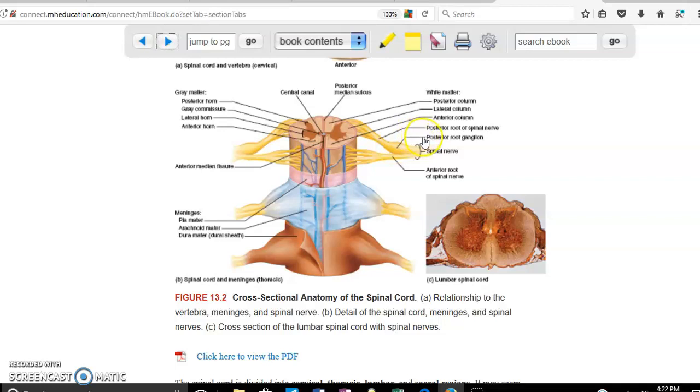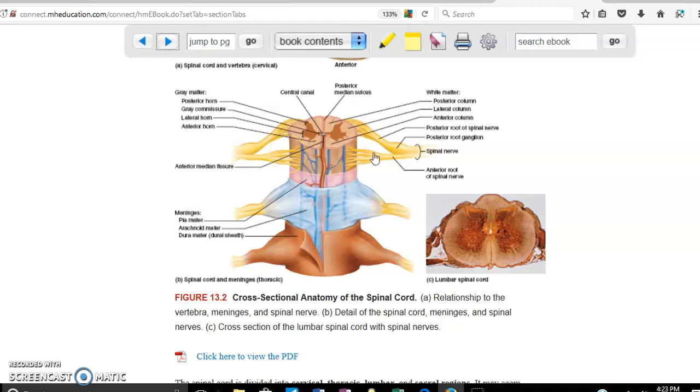This is the posterior root ganglion. It says posterior because it's on the back. So this is going to be sensory, posterior. And this is going to be sensory as well, because right here you can see the ganglion. So if this is posterior and this is posterior, this is going to be anterior, therefore this is going to be motor. This is also anterior, and this is going to be motor.